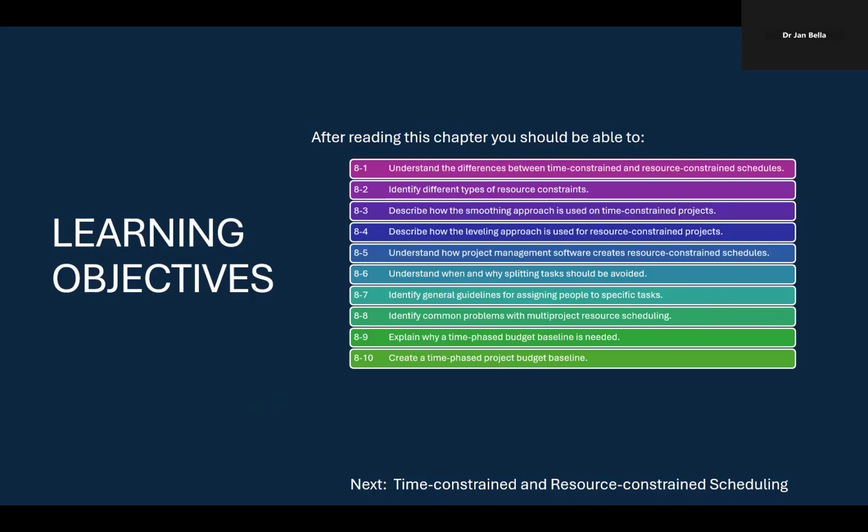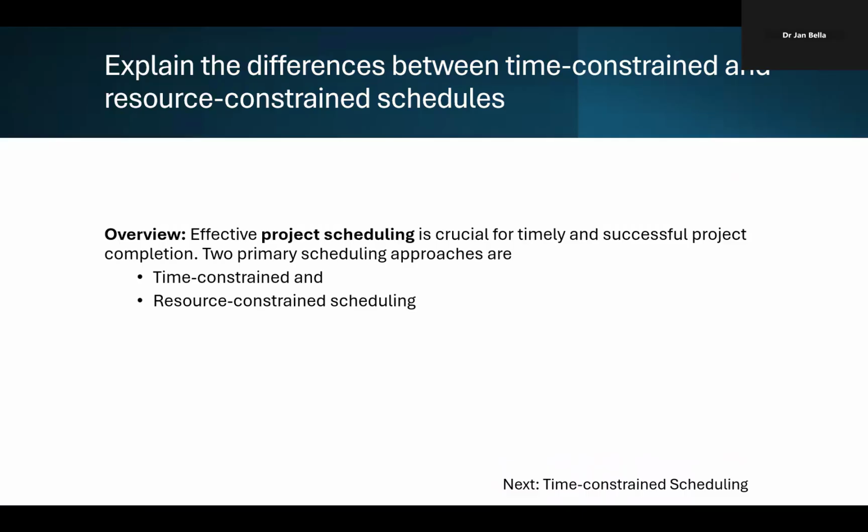Moving to the Chapter 8 objectives. And let's get started. So explain the differences between time-constrained and resource-constrained schedule. We need to create effective project scheduling. There are two main types of project scheduling, and they are time-constrained and resource-constrained scheduling.